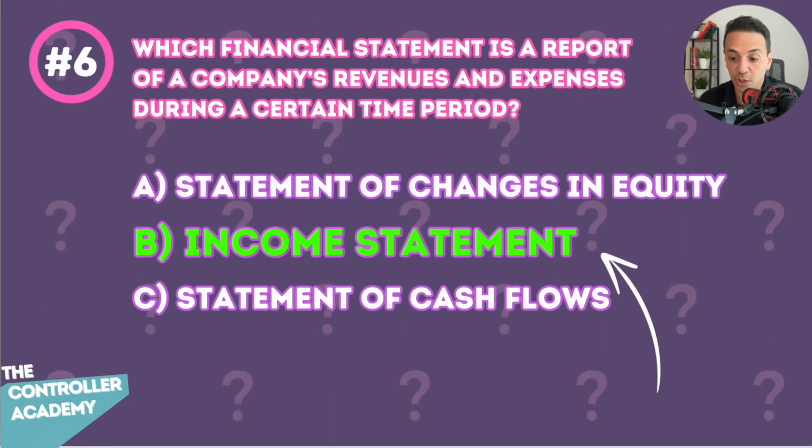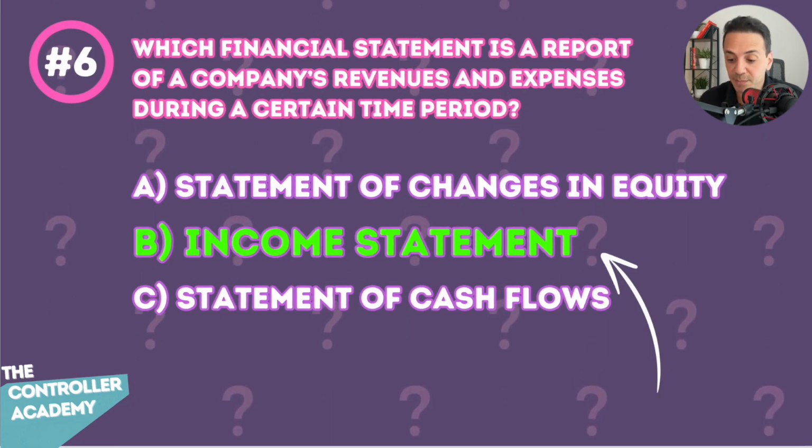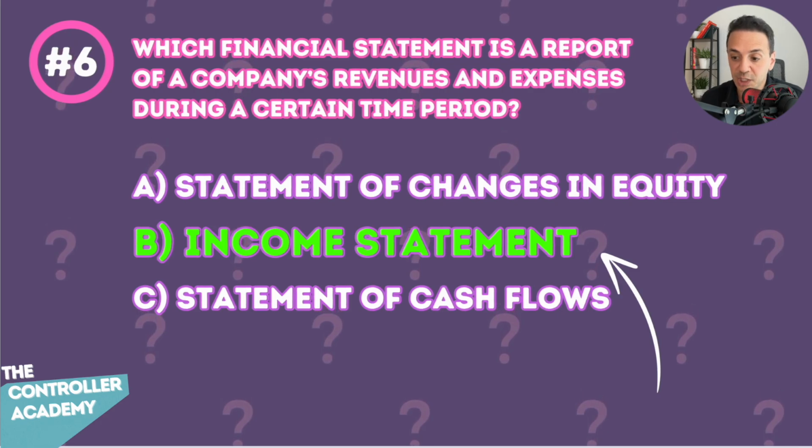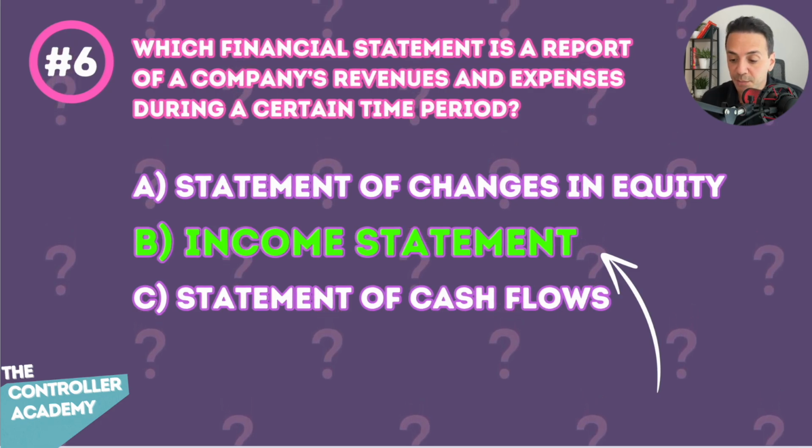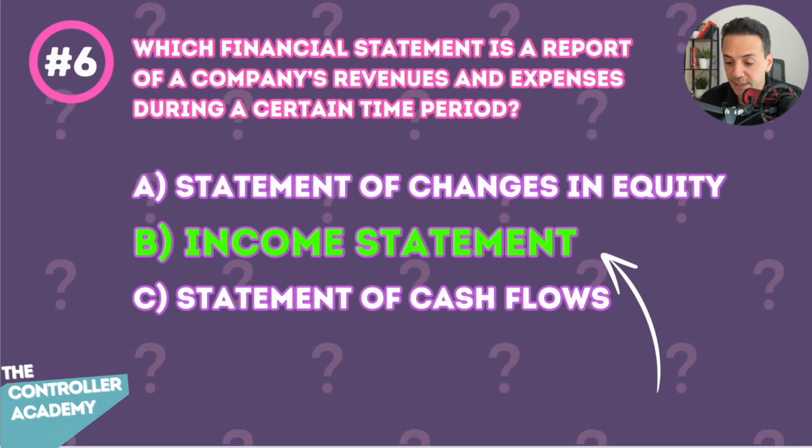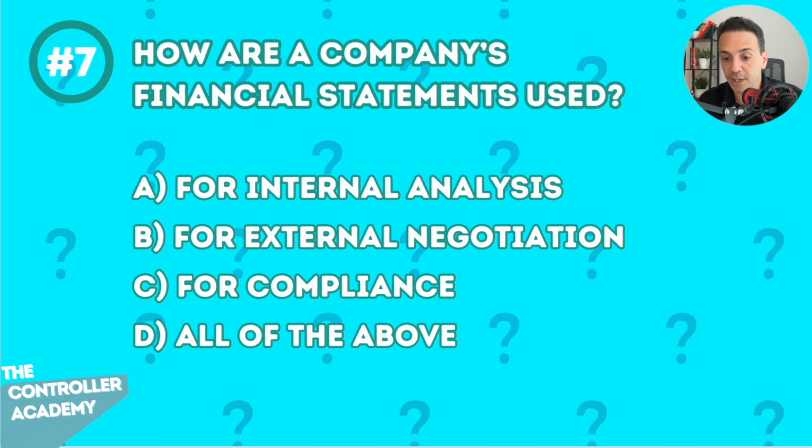All right, of course, the correct answer is the income statement that has the revenues and expenses over a time period for the company. That is the correct answer here. All right, question number 7.